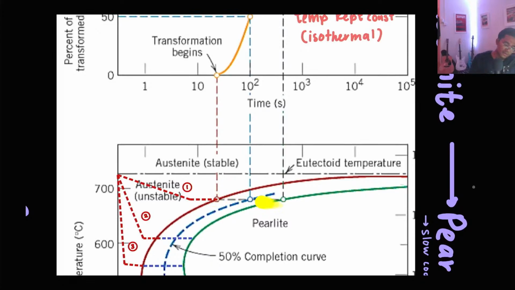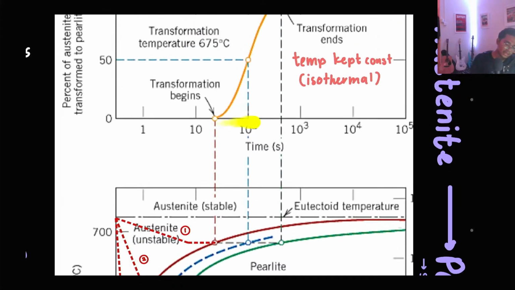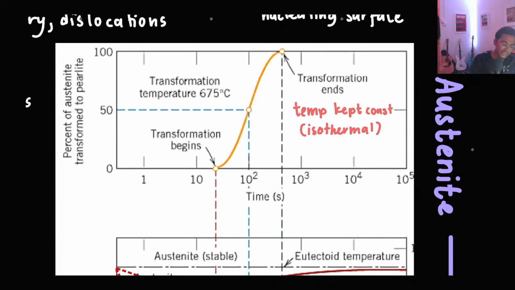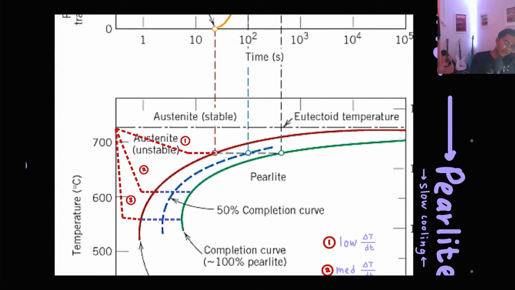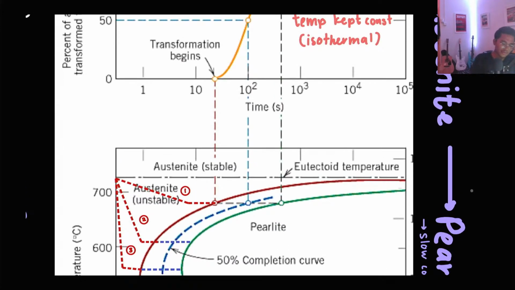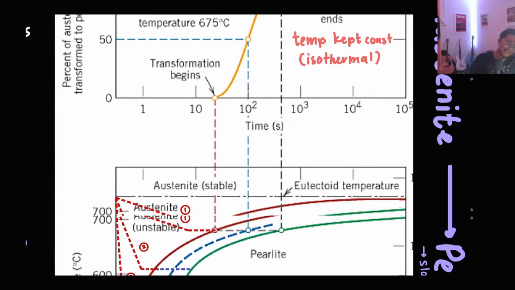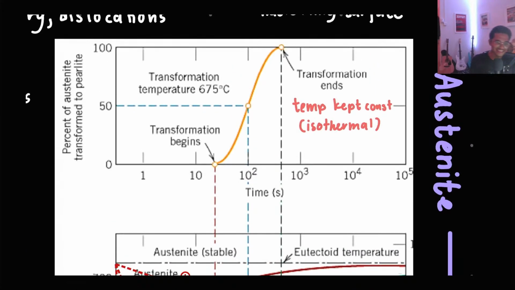The distance between the two curves is the time it takes to begin the transformation and to end the transformation. As you can observe here, the temperature is kept constant. So we call this an isothermal condition.